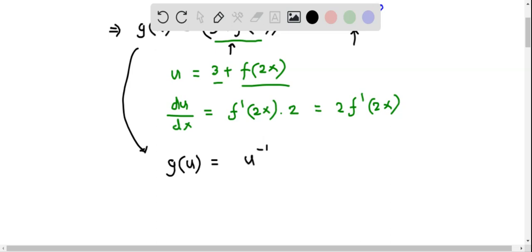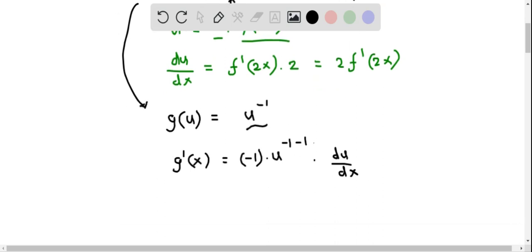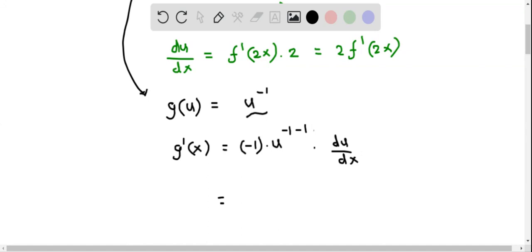Now we should find g prime of x. So g prime of x equals, we apply the power rule to differentiate u to the power of minus 1. So we put the power in front and raise u to the power of minus 1 minus 1. And then applying the chain rule, we multiply this with the derivative of u with respect to x, that is du by dx. So let's simplify this. This equals negative 1 times u raised to the power of negative 2 times du by dx.